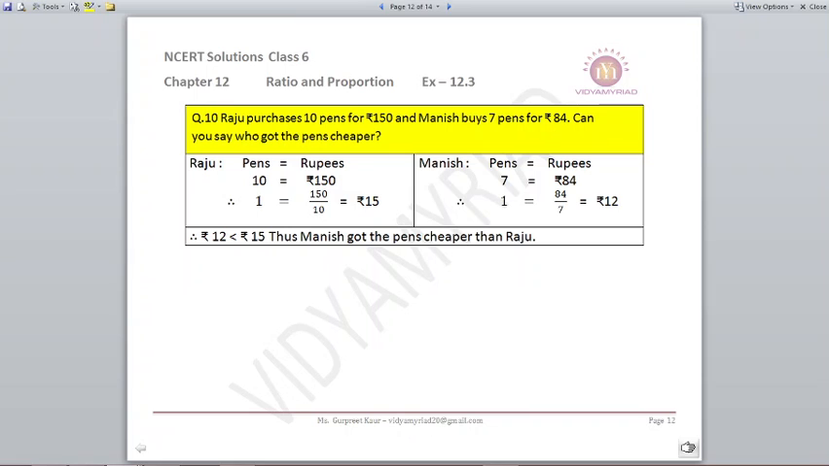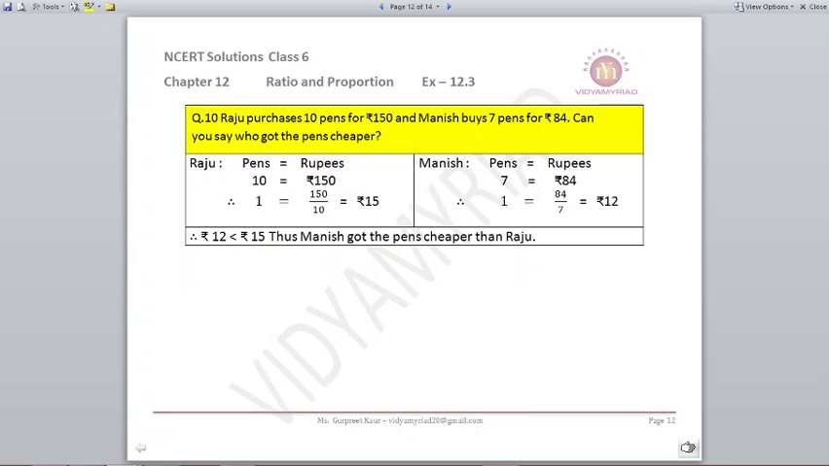Raju purchases 10 pens for rupees 150 and Manish buys 7 pens for rupees 84. Can you say who got the pens cheaper? Now here both of them have bought pens. One has bought 10 pens for rupees 150 and the other has bought 7 pens for rupees 84. To find out who has bought cheaper, or to compare both of them, we should know the unit price, that means the price for one pen. Based on that we will find out who got the pens cheaper.